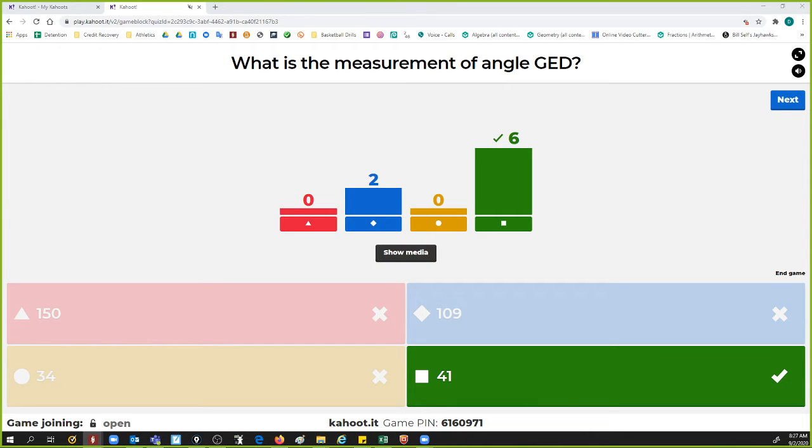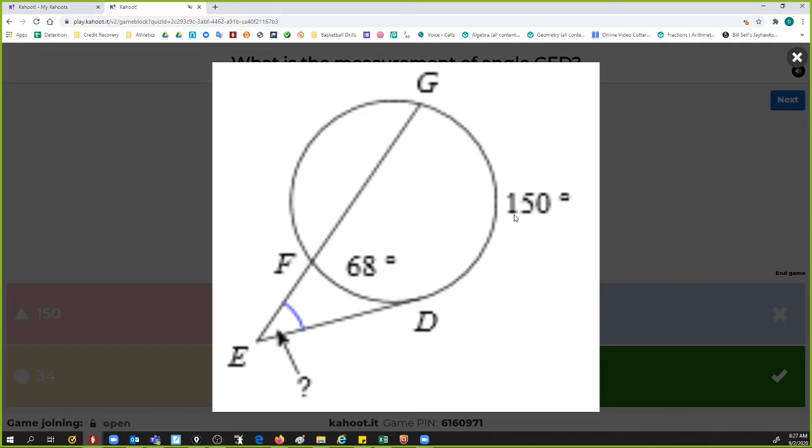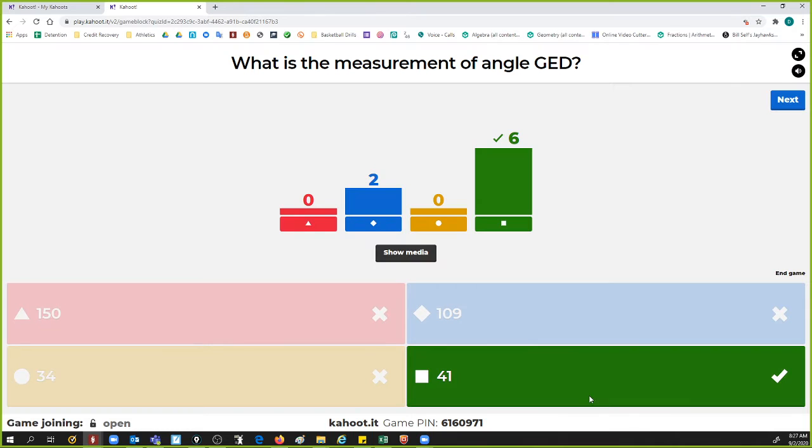Okay, nice, good job. I like this. That's good. So most people know what they're doing. It's on the outside. We're looking for the angle, which makes it easy. So it's just big minus small divided by 2. 150 minus 68 divided by 2 gives you 41. Good.